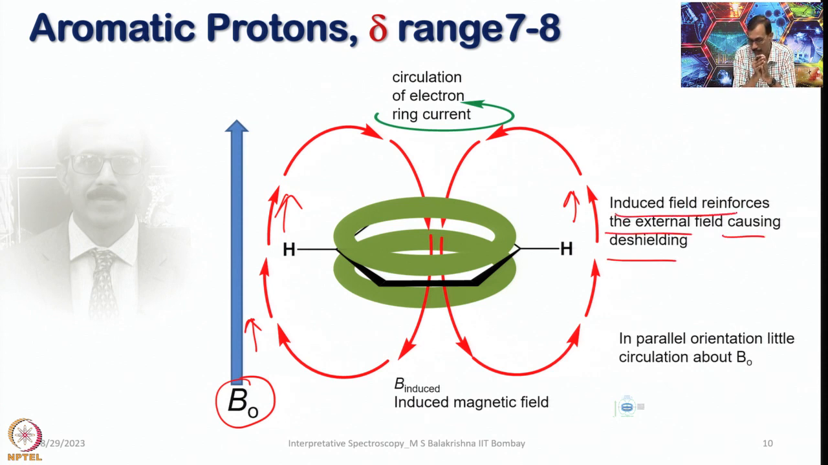And then how about the parallel one? So parallel one you can consider here. So you consider like this molecule here. And here, the little circulation of induced magnetic field can be seen, a little circulation of electron density, and hence whatever the magnetic field generated can be totally ignored or neglected. So that means not much contribution is coming from the parallel orientation. The bulk of the influence of electron density that generates, say, induced magnetic field comes in the perpendicular orientation, that is responsible for pushing the protons into deshielded region of chemical shift range 7 to 8 ppm.